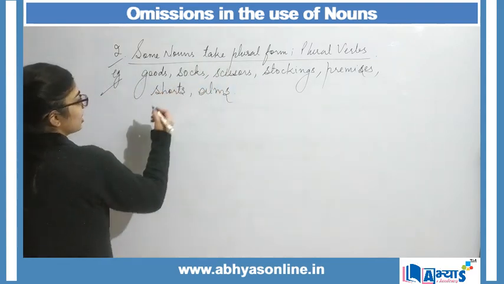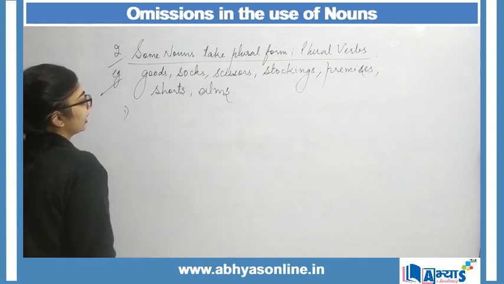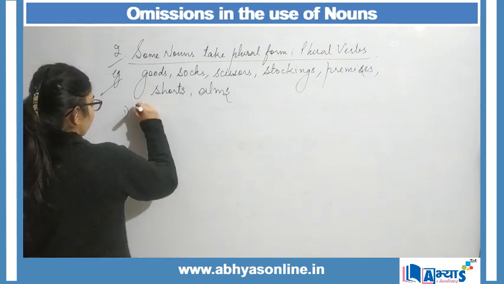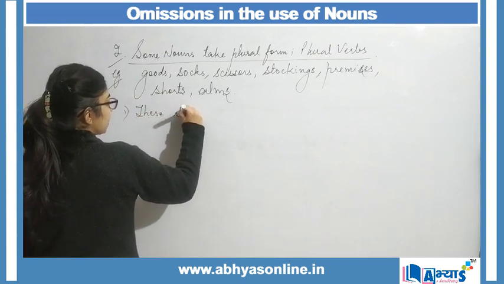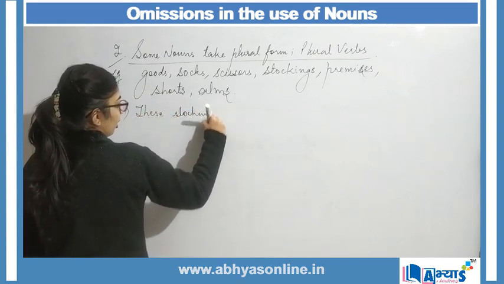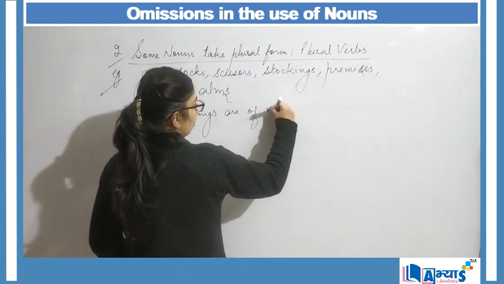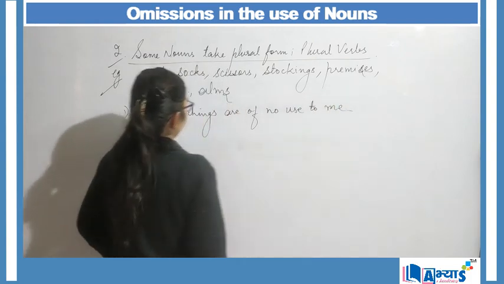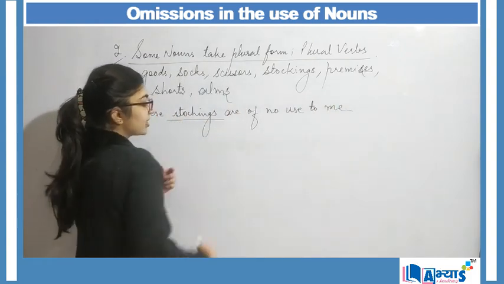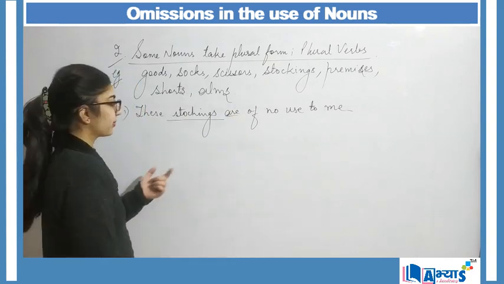So let us implement these in our examples. First example is like, these stockings are of no use to me. So here, these stockings, and I'm using a plural form of verb.